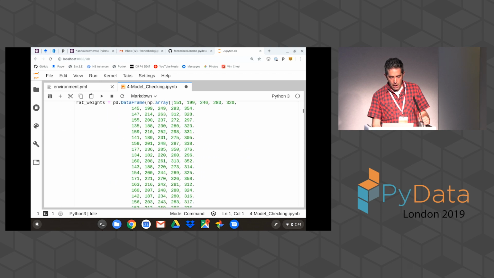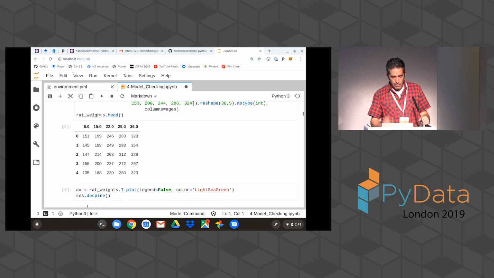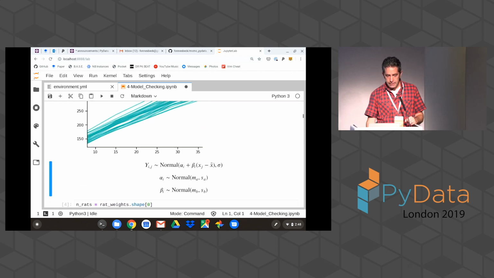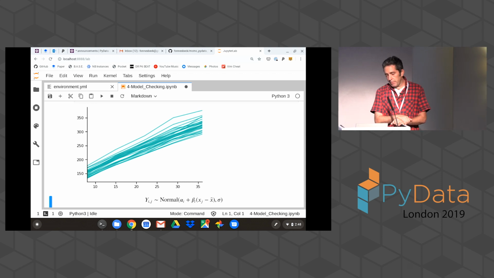These are a set of 30 rats weighed at 1-week intervals starting at week 8. So there's 8, 15, 22, 29, and 36. We essentially model the growth curve, and they kind of look like this. I'm just going to fit a linear model here, but I'm going to use a hierarchical model. This is one of the motivations for doing Bayesian analysis: it makes hierarchical models really easy to do.